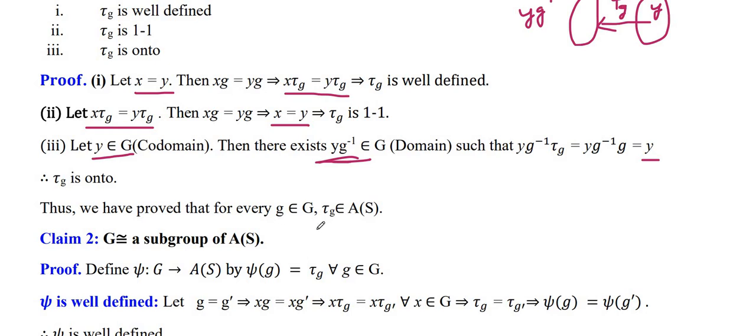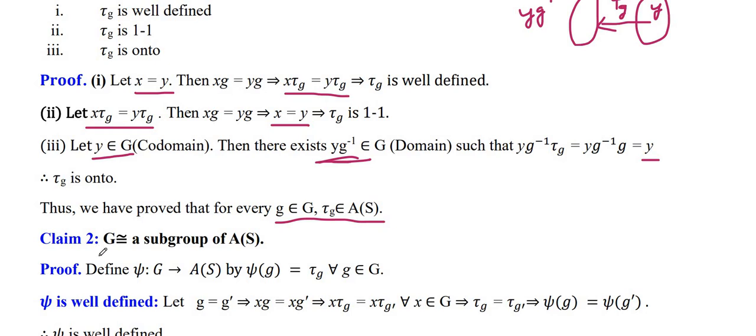So for every g in G, we have proved that tau g is a member of A of S. A of S is the collection of all bijective mappings from S to itself. Here S is taken as G. So we have this tau g to be a member of A of S.